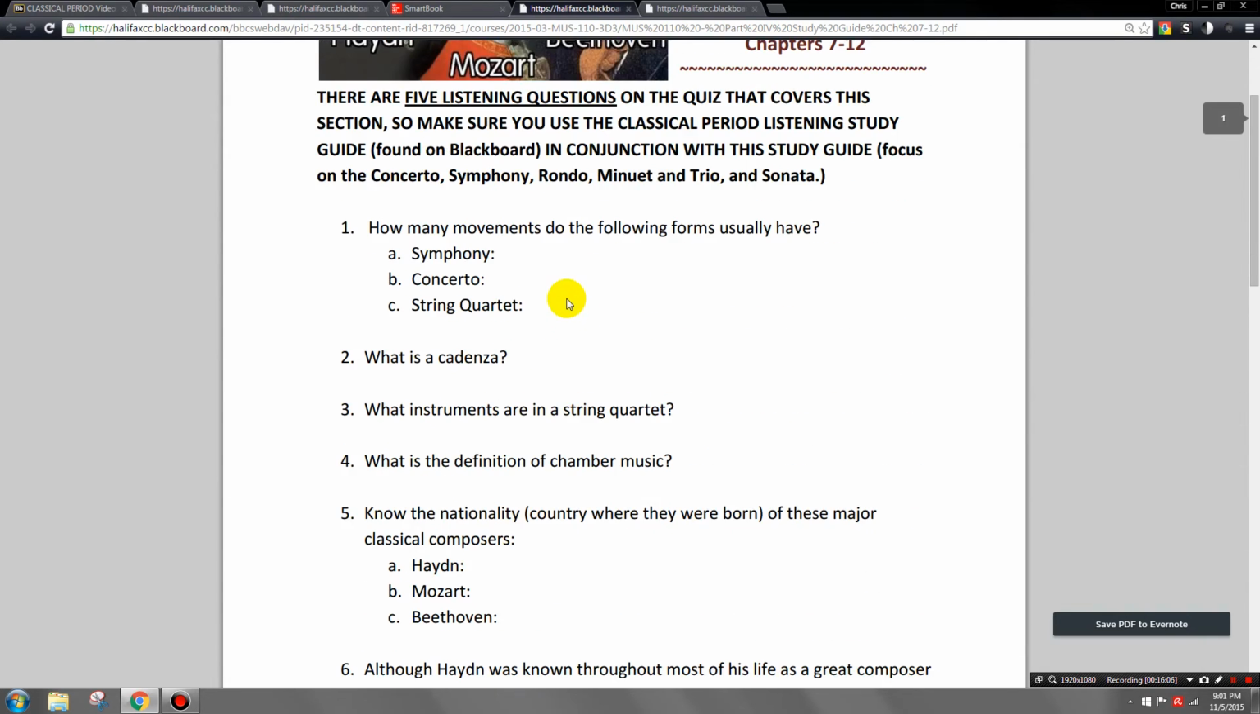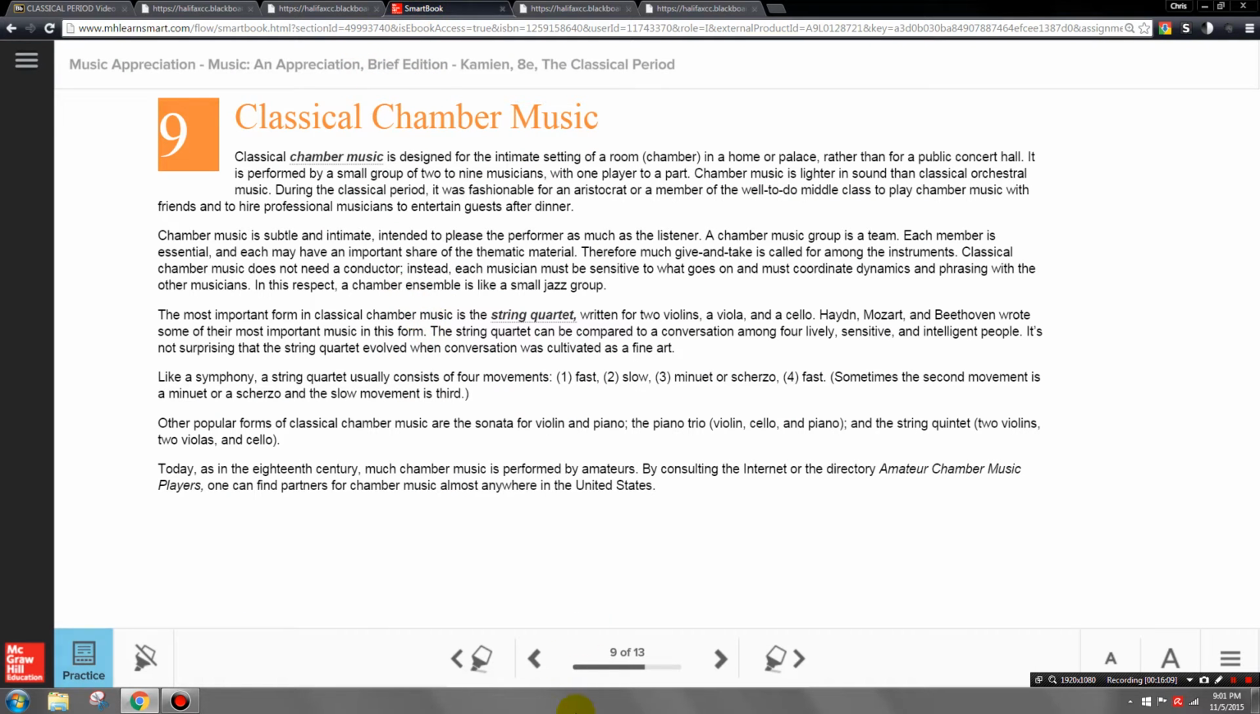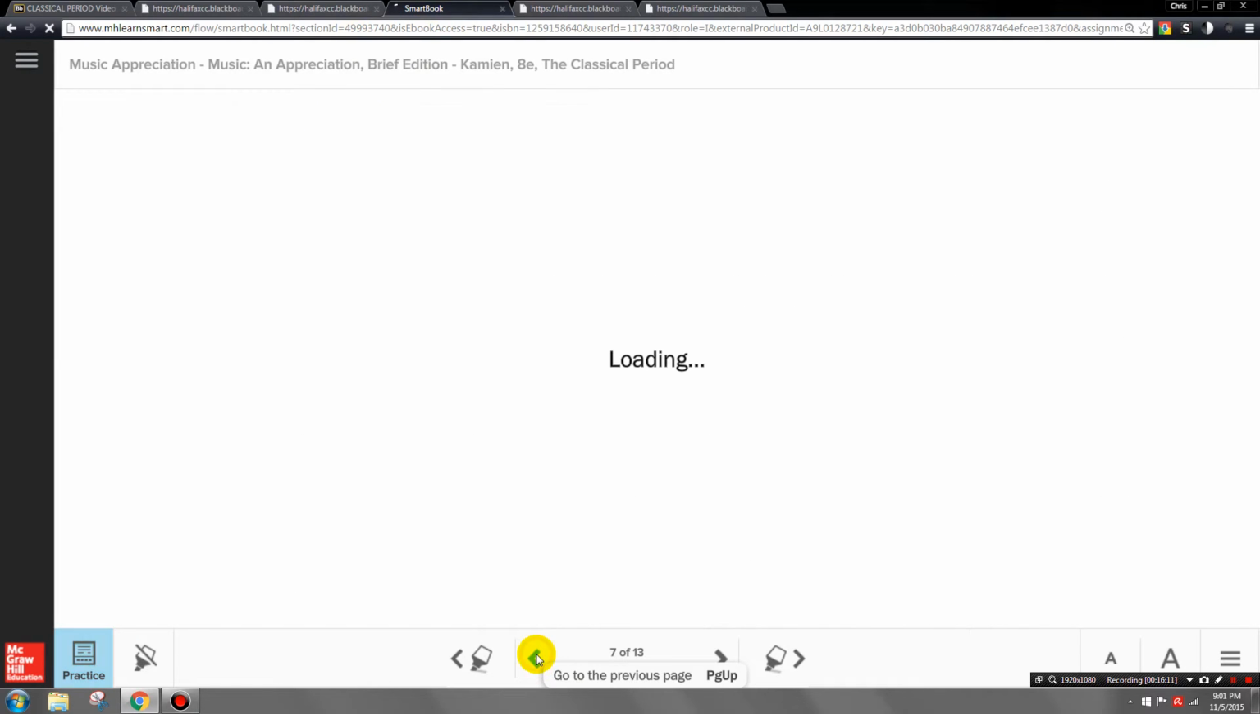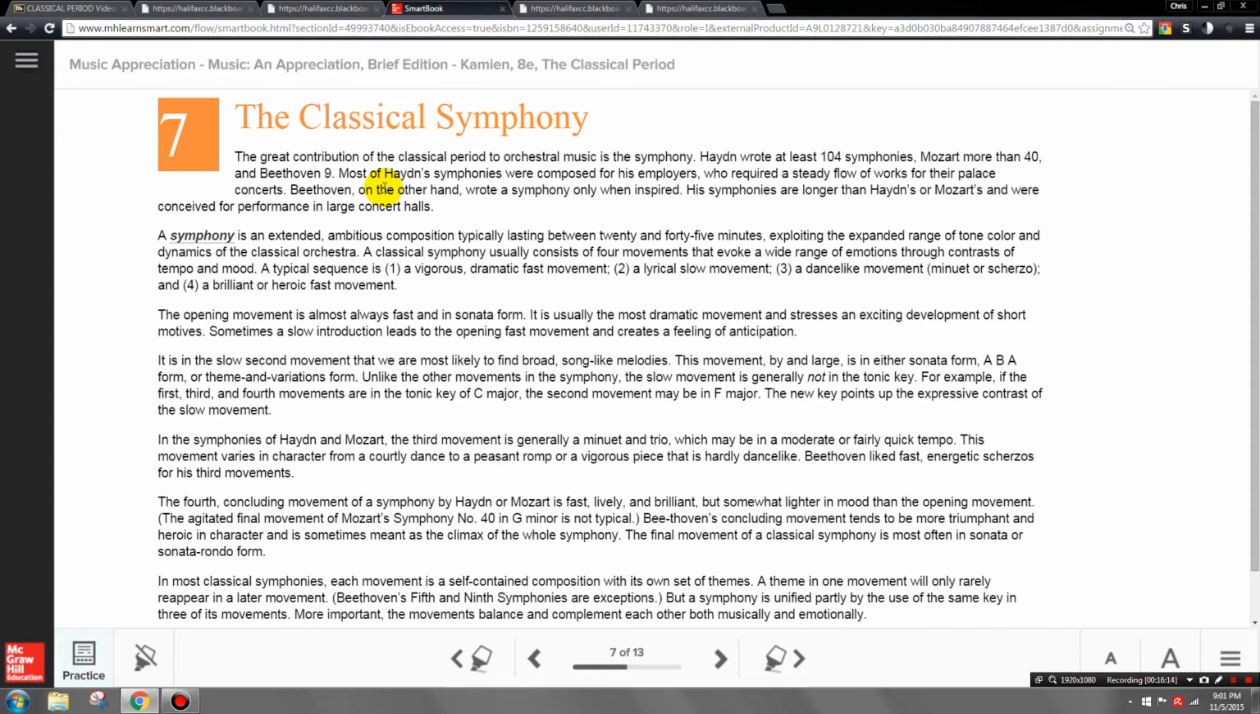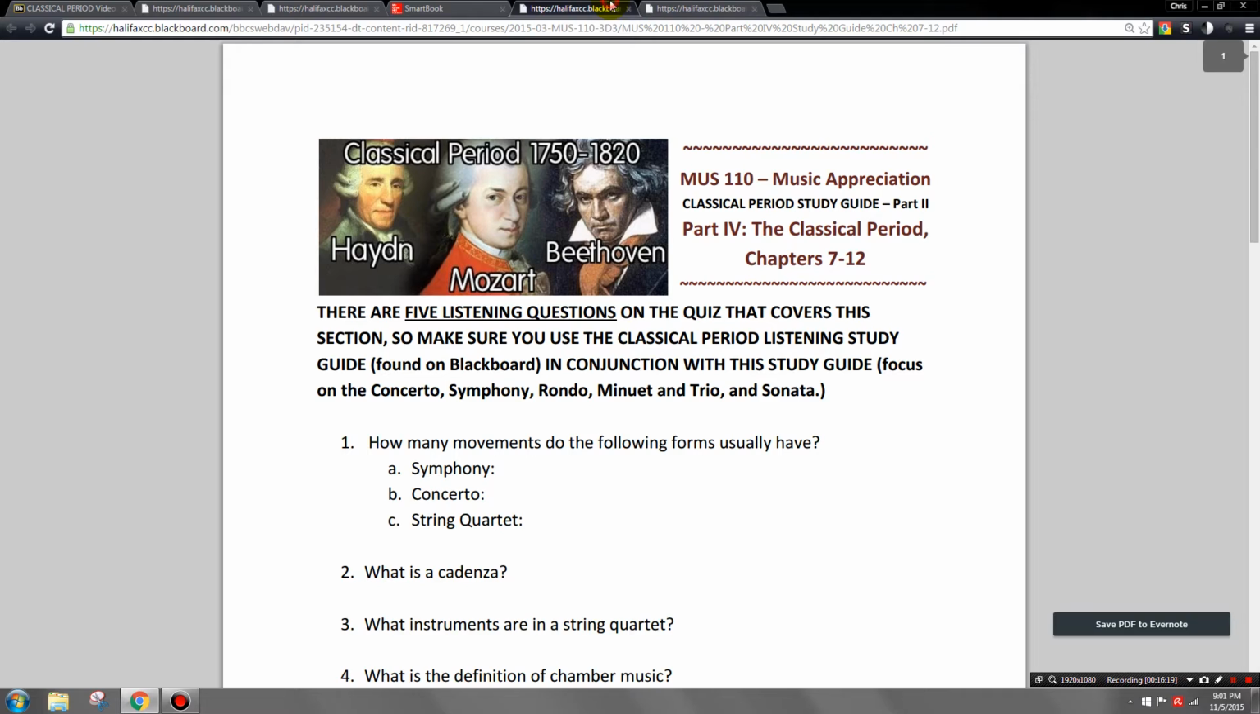Now, dealing with the actual chapters, I'm going to back them up and I'm just going to provide some additional commentary. The stuff that we just went over is the most essential stuff that you need to know for your next quiz. However, please note what it says right here. There are going to be 5 listening questions on the next quiz, and these will cover the concerto, the symphony, the rondo, the minuet and trio, and sonata. Now, we already covered sonata form last week, but I didn't really cover that much what a sonata was. So I want to take a real quick opportunity to talk about what a sonata is and how it differs from sonata form.